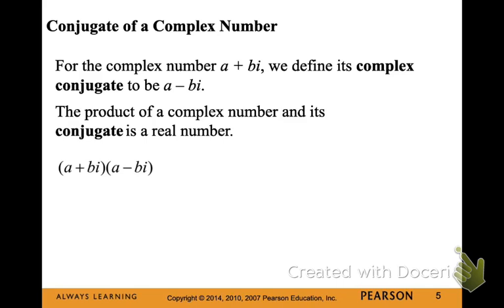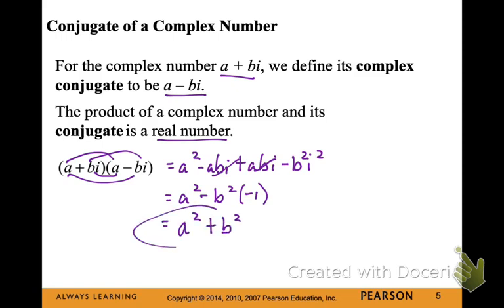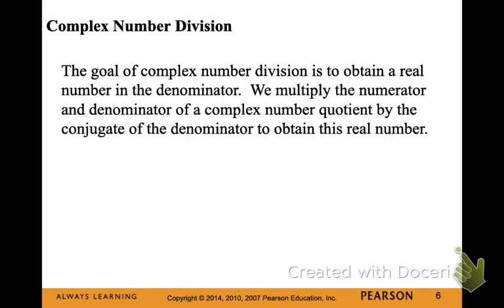So watch as I multiply these two complex conjugates together. So I'm going to FOIL them as I multiply. a times a is a squared. I get negative abi, positive abi, and then negative b squared i squared. So the first thing is my abi terms will subtract out. I'll substitute in -1 for i squared, and then our final answer is the real number a squared plus the real number b squared, which will give us a real number. So any complex number times its conjugate will give you a real number.